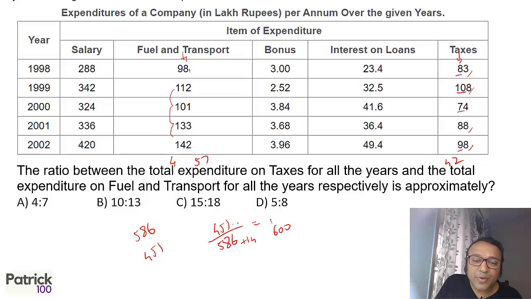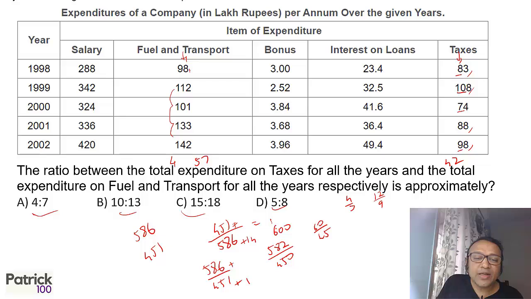And if I add a proportional number out here, so it's actually 586 upon 451. You can do anything. If you subtract 1 from here, you'll get 582 upon 450. So if you notice, the ratio is slightly less than 4:3, because 60 upon 45 is 4:3. This is slightly less than 4:3. 4:3 means slightly less than 12:9, because the difference is 3 everywhere. So automatically you can make out that the answer will be 10:13.